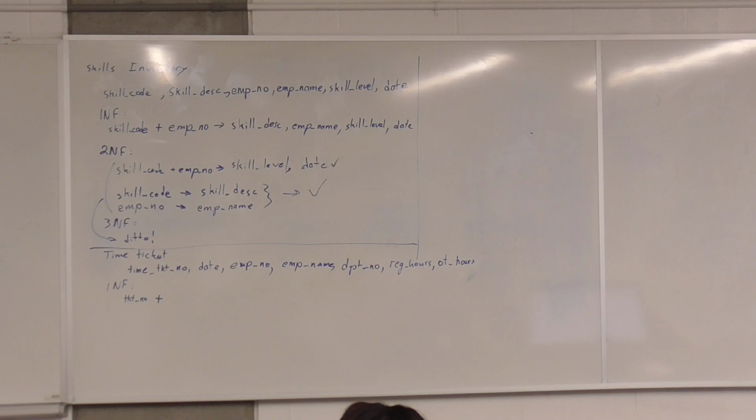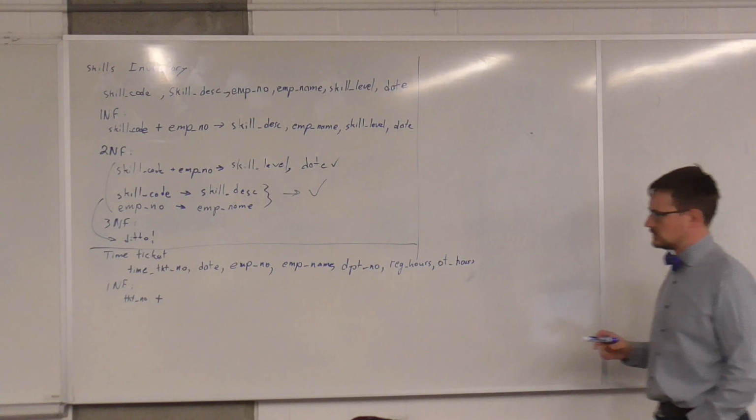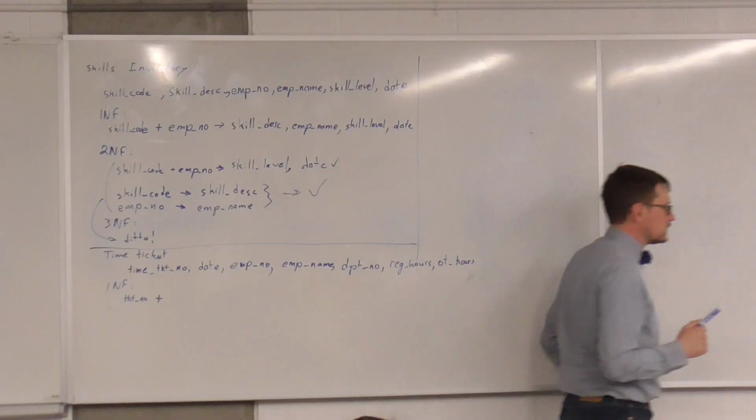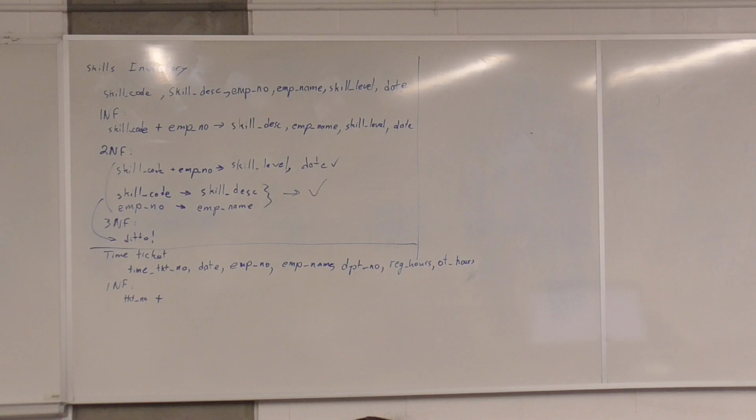The mathematical requirement that we have of the key is that it uniquely identifies every record, right? So, here's the question. Do we get there with only time ticket number and employee number? Clearly not, because we've got multiple records here, right? Do we get there with time ticket number and department number? Well, let's consider it, right?